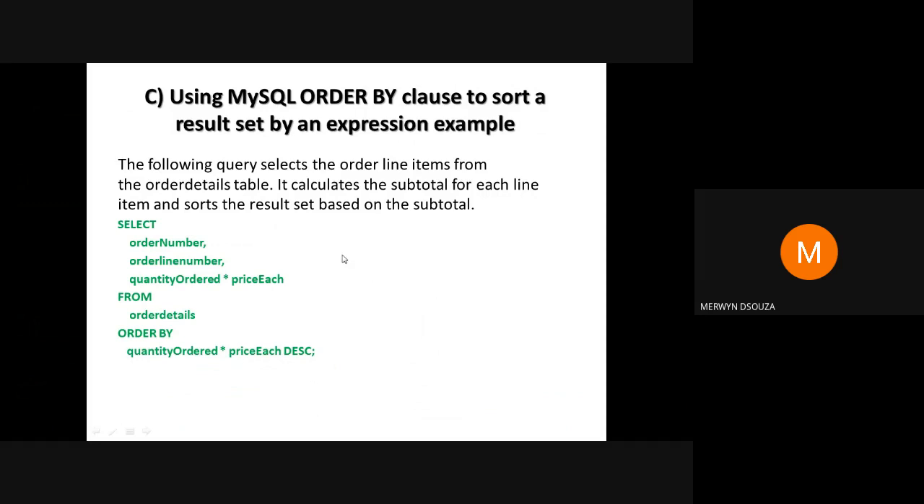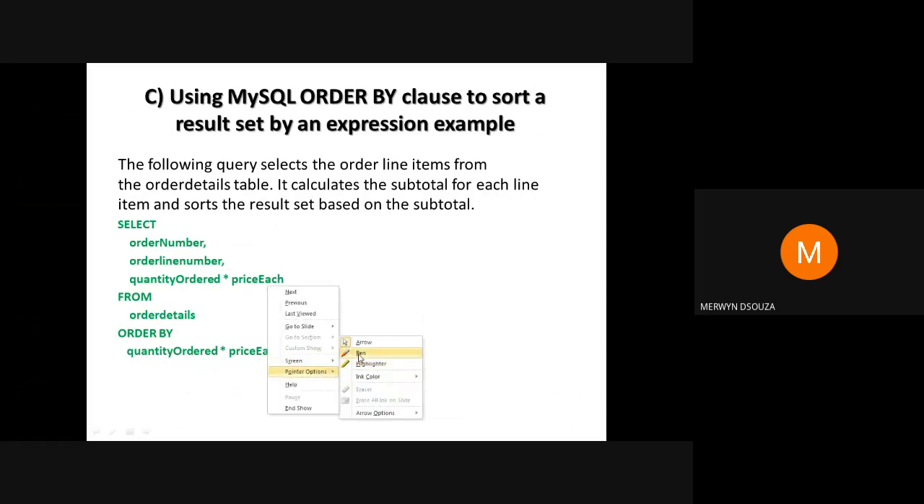You could also use the MySQL ORDER BY clause to sort a result set by using an expression. The following query selects the order line items from the order details table. It calculates the subtotal for each line item and sorts the result set based on the subtotal.